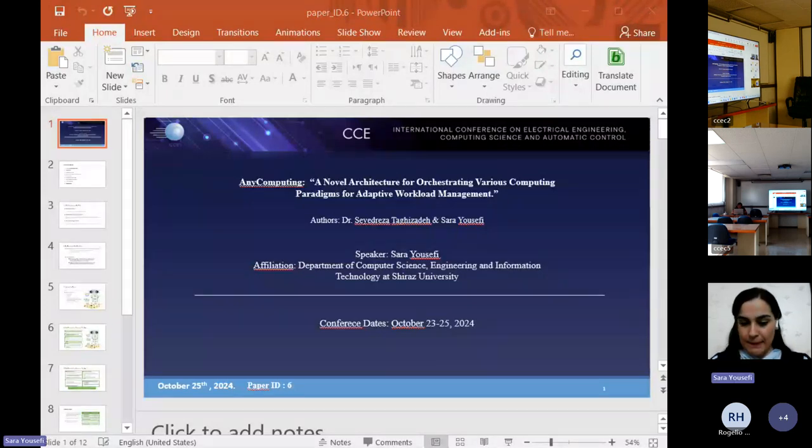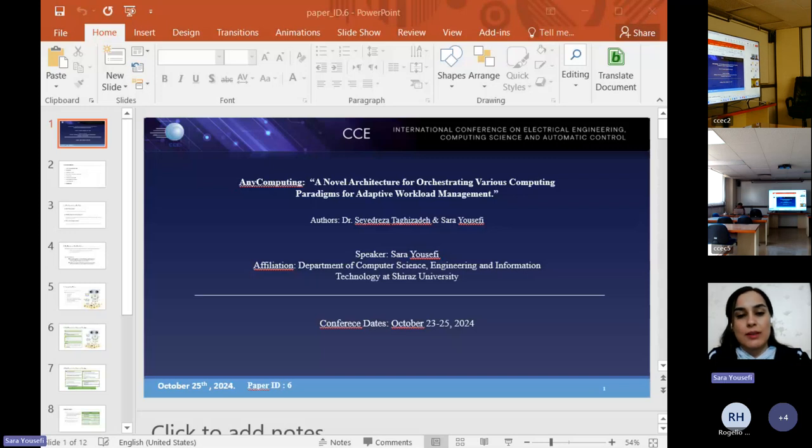Okay, the presentation content includes a brief introduction on our work, our objective, AnyComputing system, some key characteristics of layers and paradigms, data lifecycle, an abstract graph of the system, adaptive workload management, illustrative use case, and acknowledgement. The new architecture that we presented under the name of AnyComputing is an integrated structure of the deployment of various computing parts in some layers, which I will introduce in more detail.